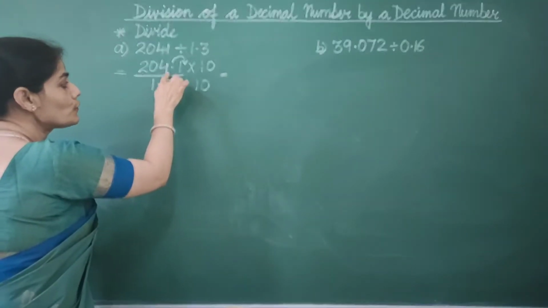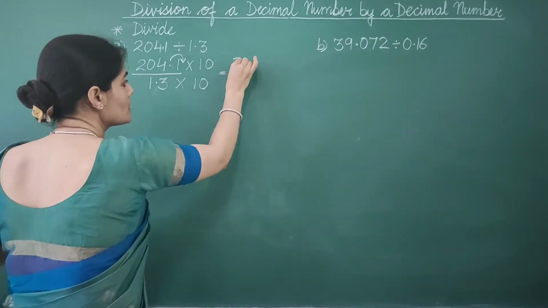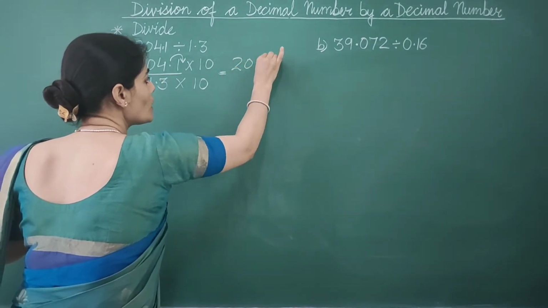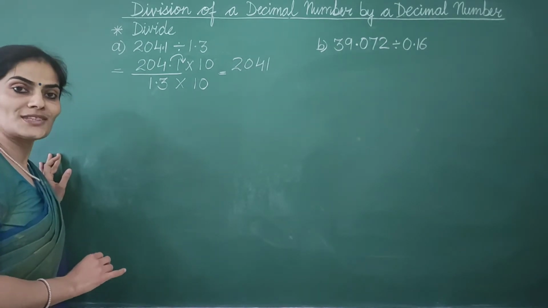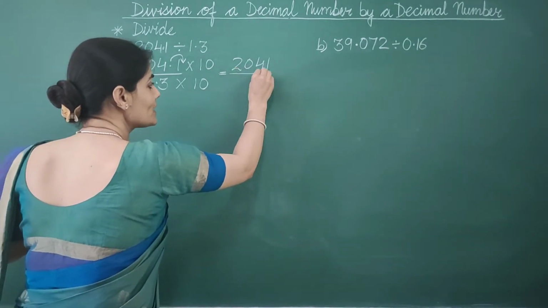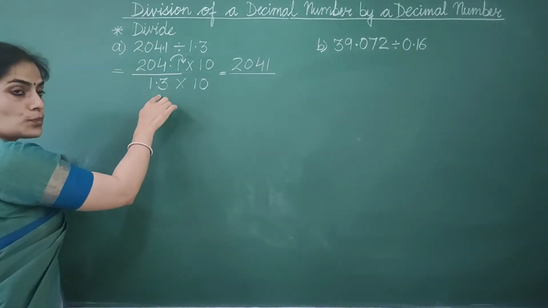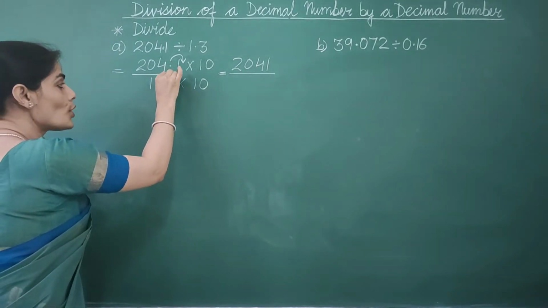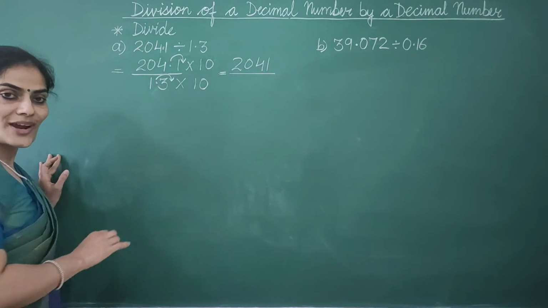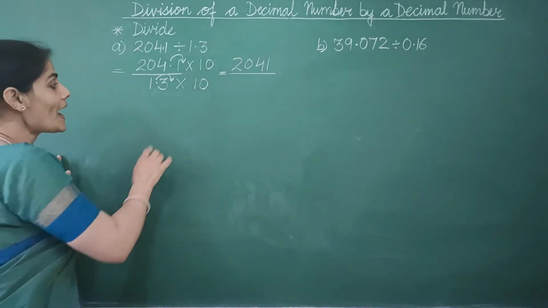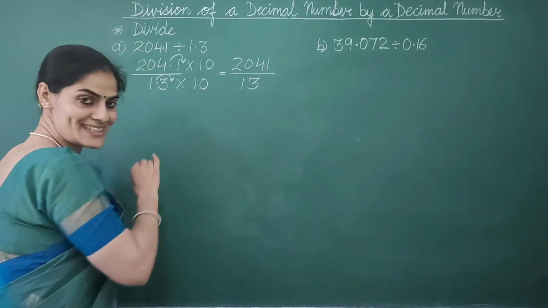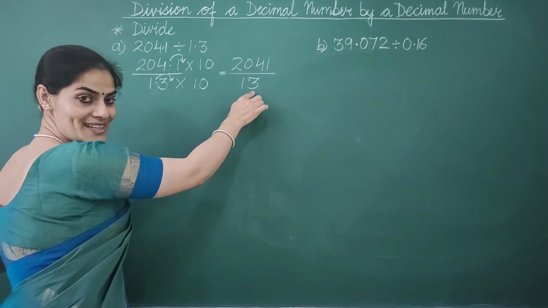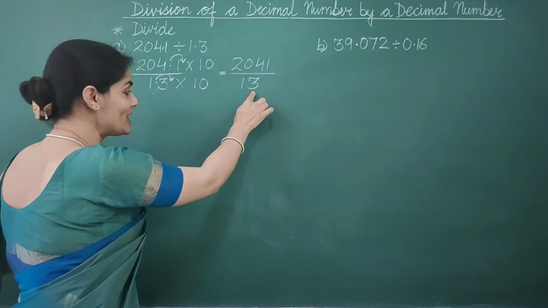And 204.1 becomes 2041.0 or simply 2041. Now look at the divisor. This is 1.3. So the decimal point is going to shift towards the right by one place. And 1.3 gets converted to 13. So we have the divisor now, which is a whole number.